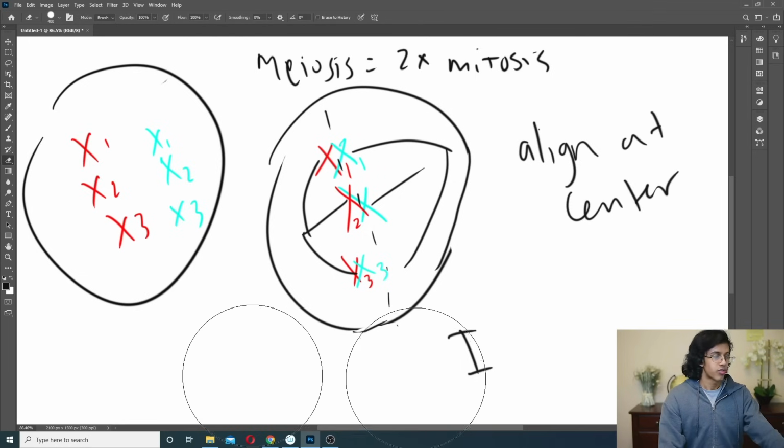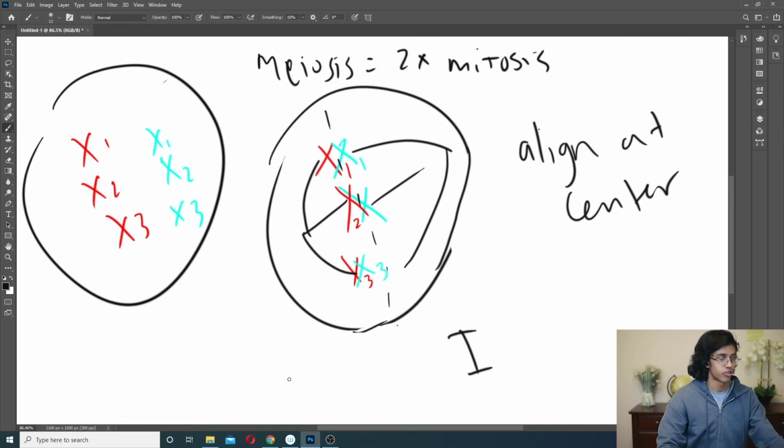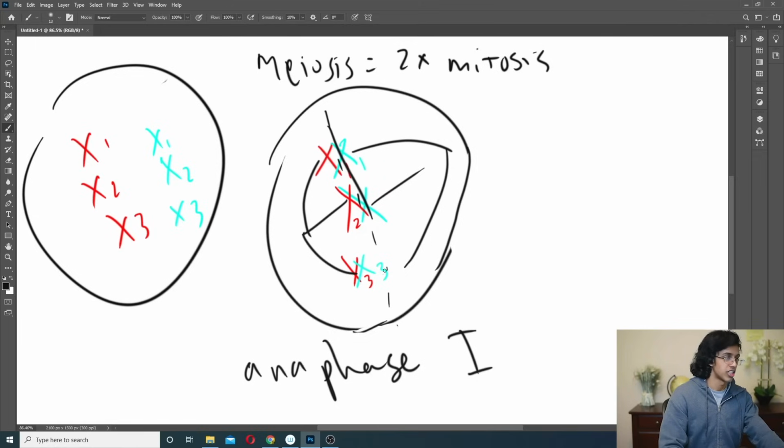Okay, now the next phase, what do you think it is? Look at mitosis, and it is anaphase: PMAT, very cool. So we're still on anaphase 1 now. Once again, this is exactly the same as mitosis, except this time, instead of splitting off individual chromatids like in mitosis, it splits off these entire chromosomes.